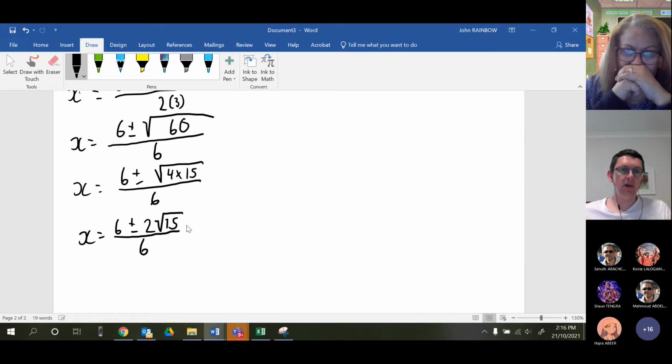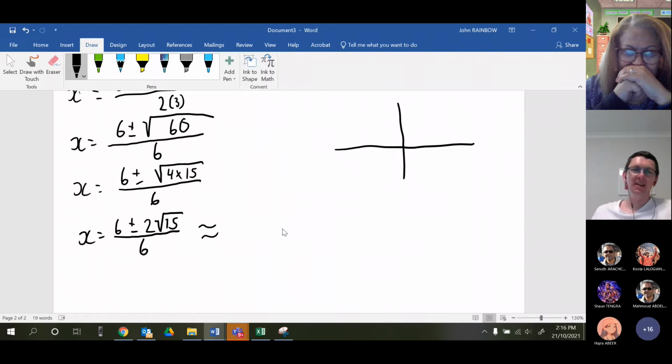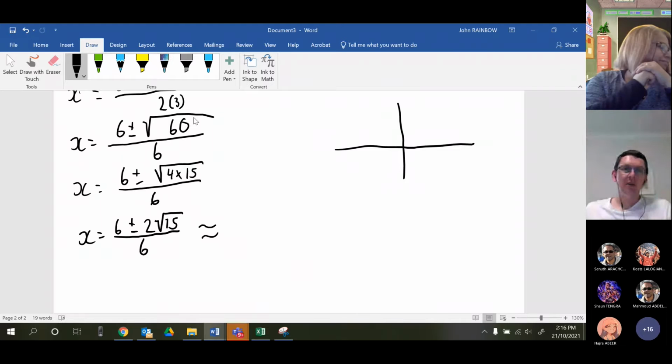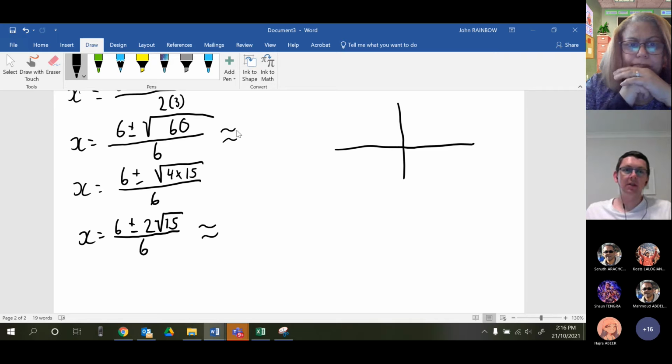This is the number that I'm going to use on my graph. But what is this approximately equal to? Because if I just give you a graph and say, hey, sketch it, you're going to be like, can you tell me what 6 plus or minus 2 root 15 on 6 is off the top of your head? Probably not. So I come back up to this step, and I can see that this is approximately equal to 6 plus or minus.